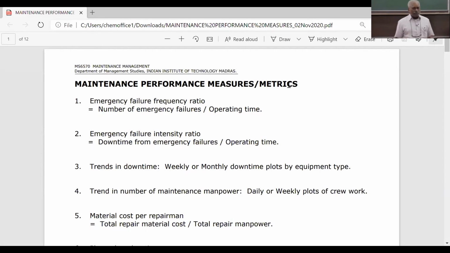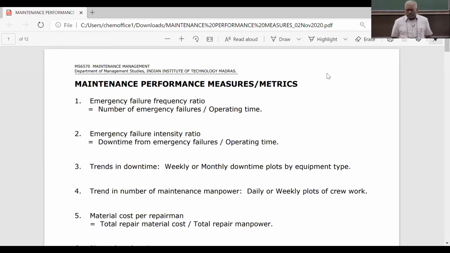So that's important. Okay? So I hope you've understood emergency failure intensity ratio, which is downtime from emergency failures by operating time. Okay, and from the documentation you will know what is the downtime due to emergency failure, because you will have already classified emergency failures, and your documentation will show you the downtime.